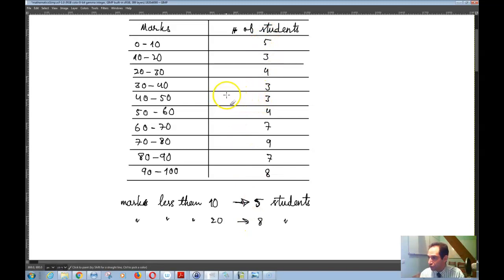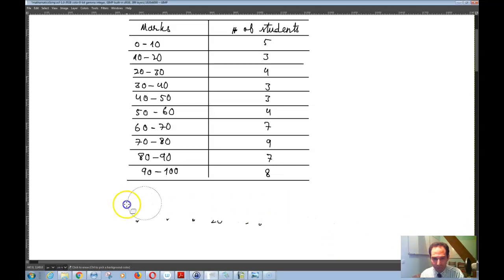We say that the cumulative frequency of the class 10 to 20 is 8, because 5 plus 3 is equal to 8. We have talked about this before. So similarly, we can compute the cumulative frequency of the other classes. That is the number of students with marks less than 30, less than 40, less than 100, and we get a table like this, meaning that I could basically create a table over here.